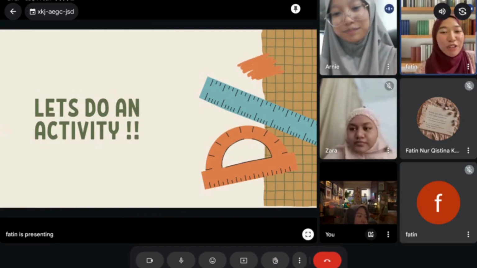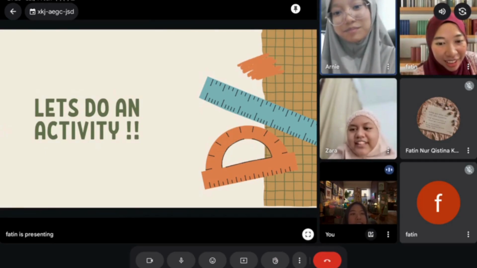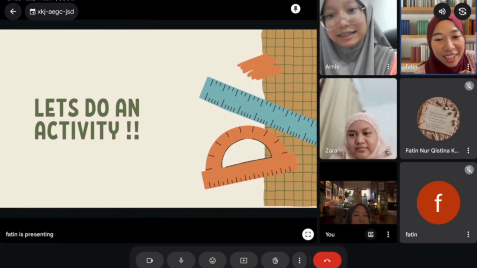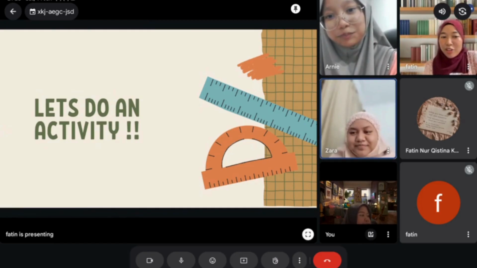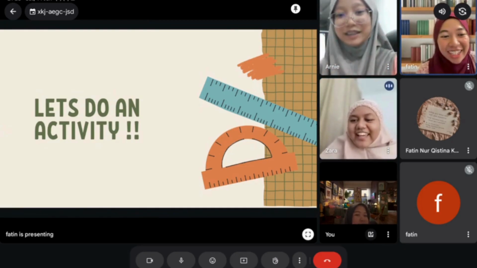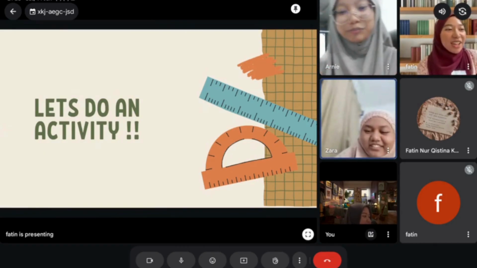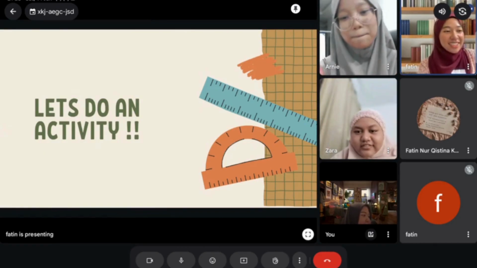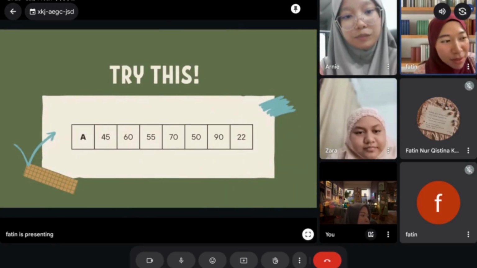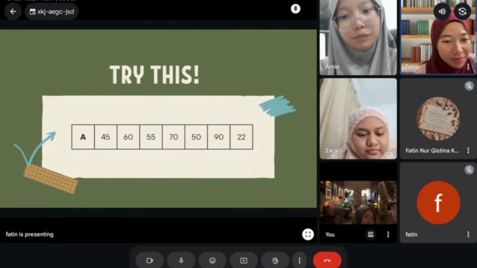Okay, good. So are Fatin and Zara clear about it? Clear? Any questions about the instructions? No. Okay. Are you ready for this race? Yes. Okay. The first question is: determine the maximum and minimum for this set of data.